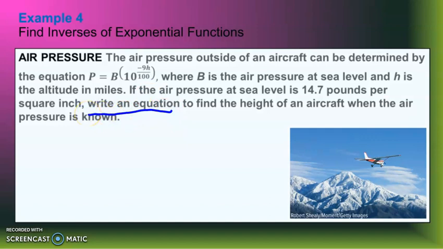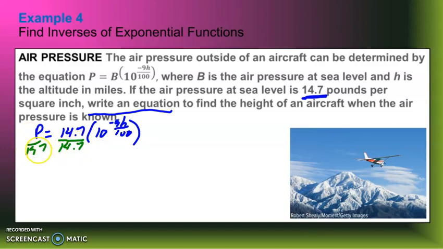So to do that, we need to put in 14.7, that's for the air pressure at sea level, and B in our equation is the air pressure at sea level. So I'm going to start off with P equaling 14.7 times 10 raised to the negative 9h all over 100. Now I need to solve for h. That means I have to get h by itself. To do that, I'm going to first get the parentheses by itself. So I'm going to divide by 14.7 on both sides.